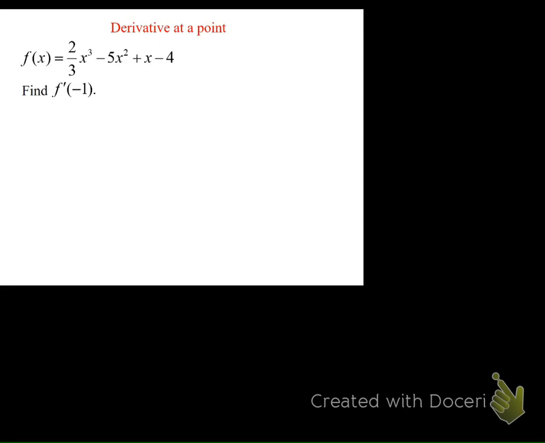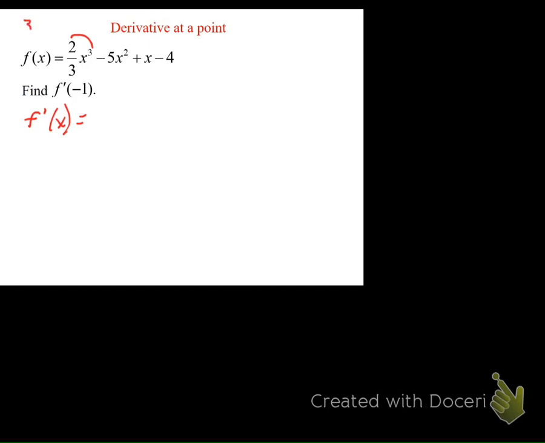Okay, so let's do an example and try to put it all together. This is asking you to find the derivative at a point. Okay, so we're going to find the derivative in terms of x first. So I'm going to find f prime of x using my power rule. Okay, 3 times 2/3. Yes, you have a lot of fractions in this class. You got to deal with it. 3 times 2/3. I'm going to write it.